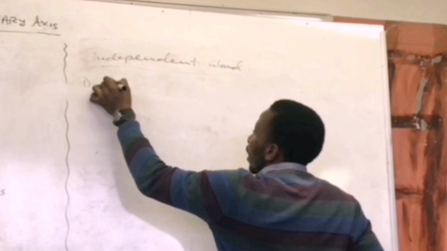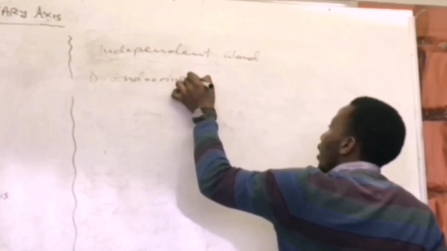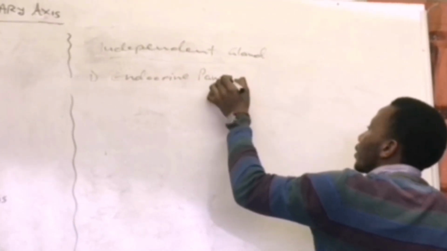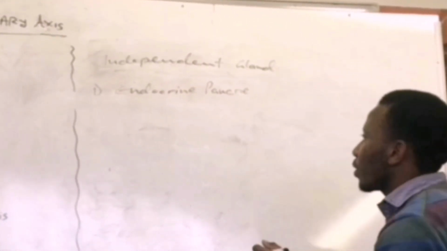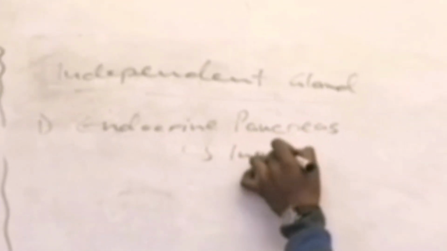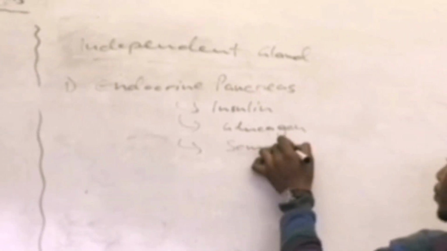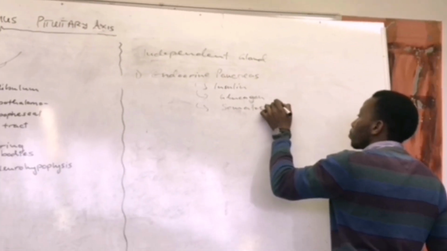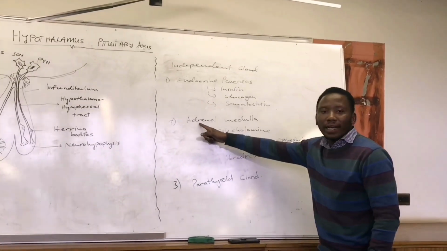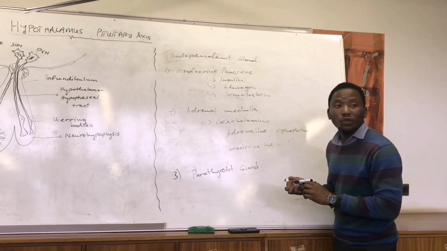So, we have your endocrine pancreas, okay? Endocrine pancreas doesn't care less what the hypothalamus is saying, does its own job, okay? Endocrine pancreas, we get your insulin, we get your glucagon, you also get somatostatin, okay? The second gland, which functions independent of influences from the hypothalamus, is your adrenal medulla, okay?